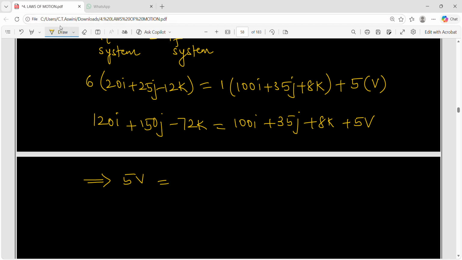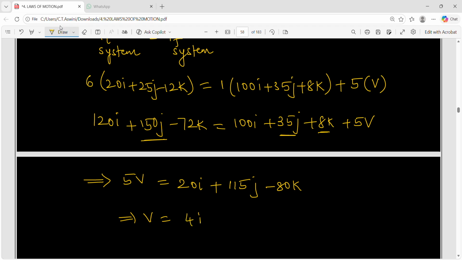120i minus 100i, you will get 20i. Now 150j minus 35j, how much will you get? 150 minus 30 is 120, and one more 5 to subtract, so 115j. Then 72k minus 8k, how much will you get? 64k. So this implies v is equal to, divide by 5, what will you get?